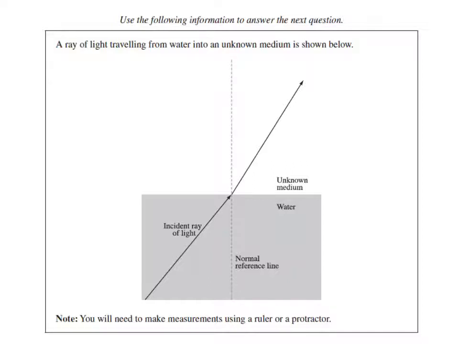But you could be expected to measure angles using a protractor, because this is an old diploma question where you have a ray of light traveling from water into an unknown medium. So we want to know, what is the index of refraction for the second medium? That's what we would like to know here. Okay, so basically it's going from here. So here's our angle of incidence to here, and there is our angle of refraction.